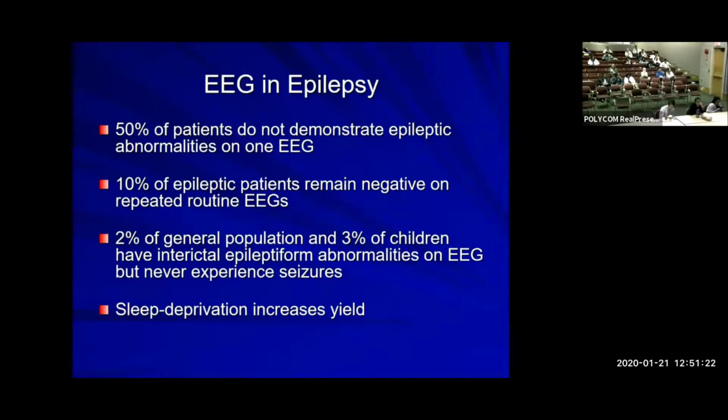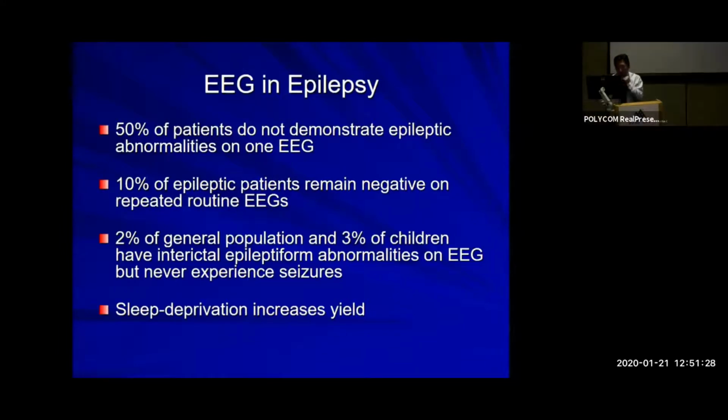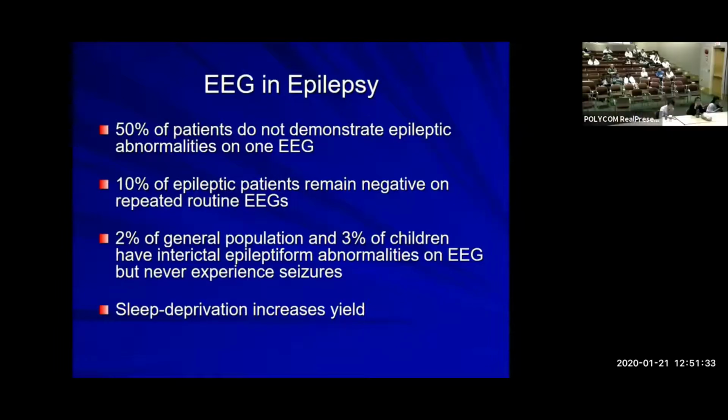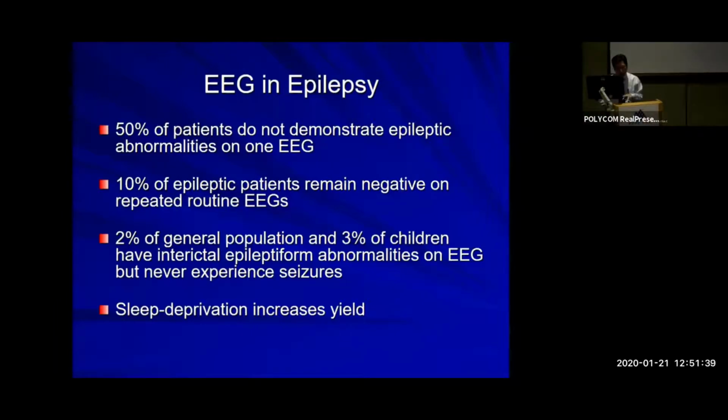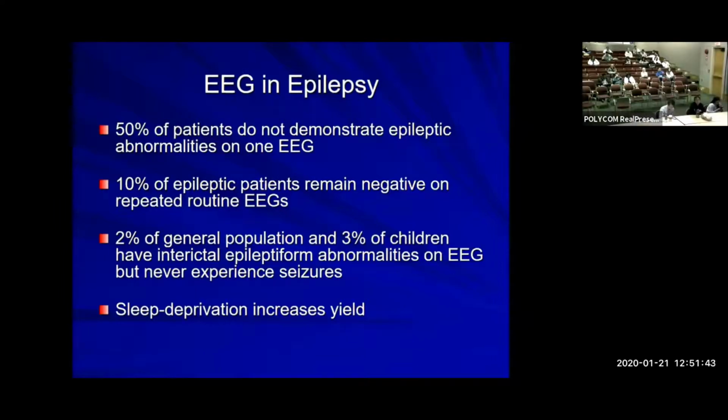And so if you see spikes or sharp waves, that has a very high specificity for epilepsy. So that's what you're looking for. Now, in people with epilepsy, they have these spikes or sharp waves at varying frequencies from person to person. Some people with epilepsy never have them in between their seizures. Some people have them all the time. So this can be a sampling issue when it comes to routine EEGs.